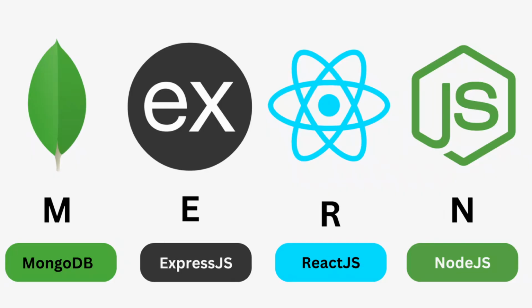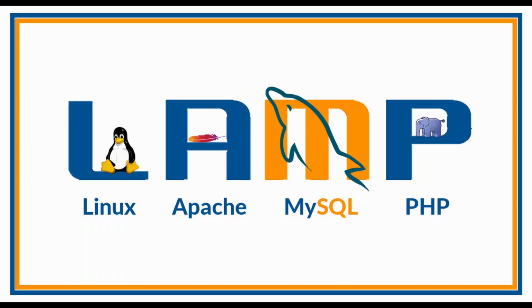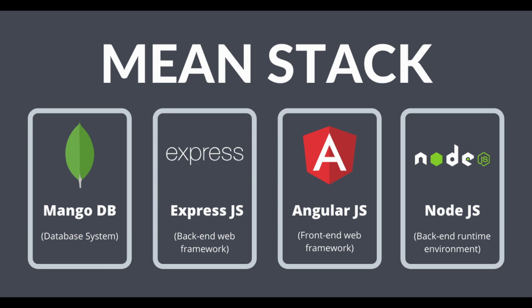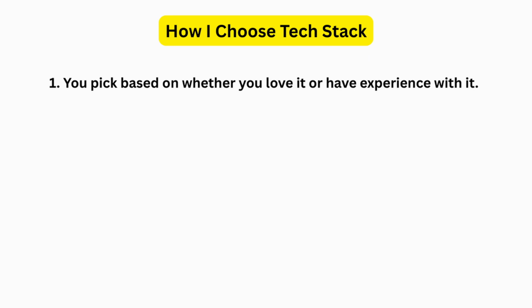Step 3. Choose the right tools. Based on the idea, you will then have to figure out the stack or the framework that you will use. It could be MERN, it could be React, it could be Supabase, LAMP, Python, whatever. But there are 2 criteria that I use to help figure out which stack is good for the app. The first criteria, you pick based on whether you love it or have experience with it. The second criteria, if the stack actually fits the app.